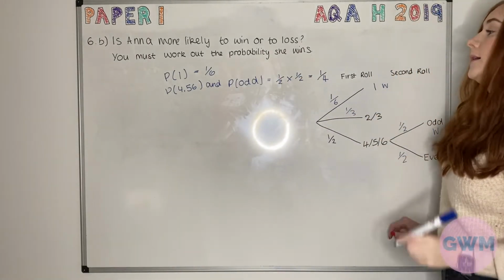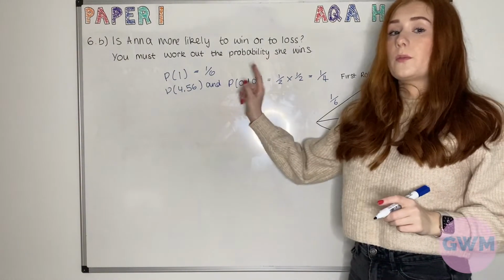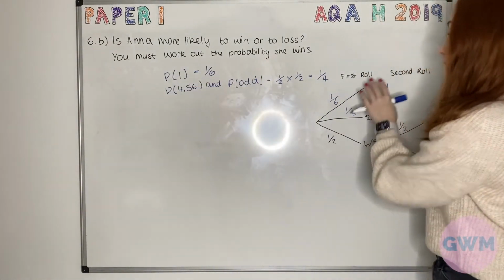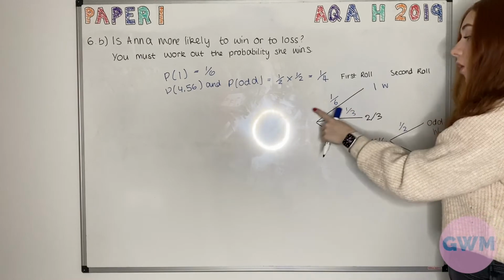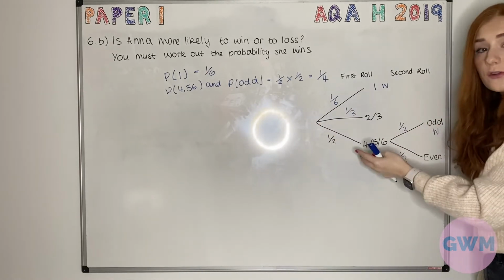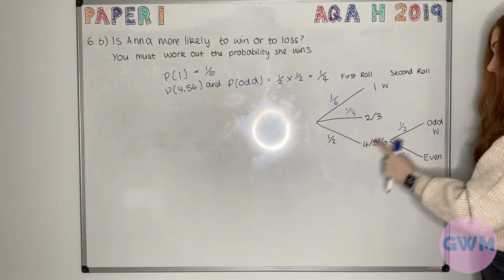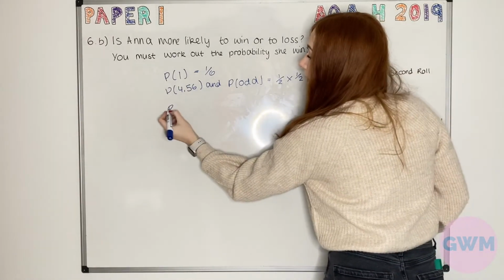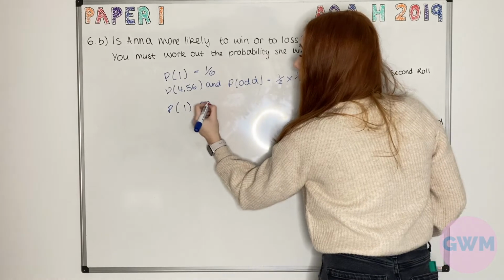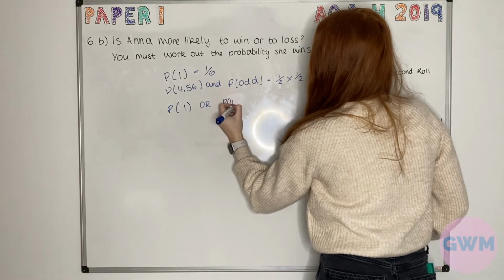Now, the probability that she wins is that she rolls a 1 first time, that's fine, or she can go via this path and roll a 4, 5 or 6 and then an odd. So it's the probability she rolls a 1 or this probability.